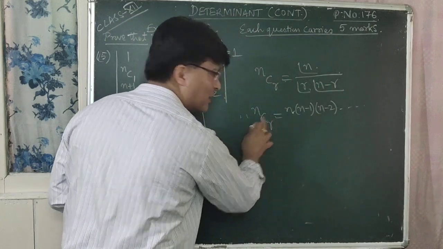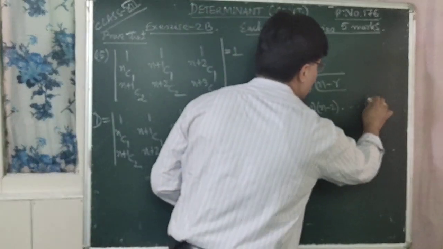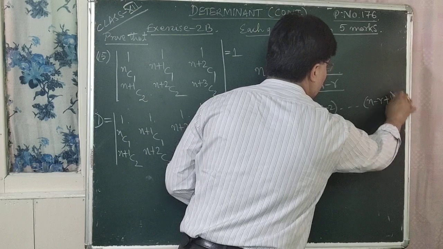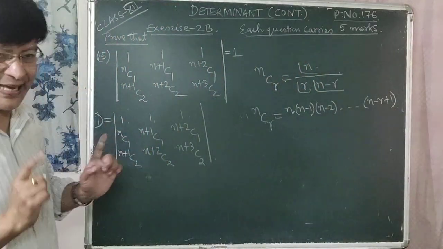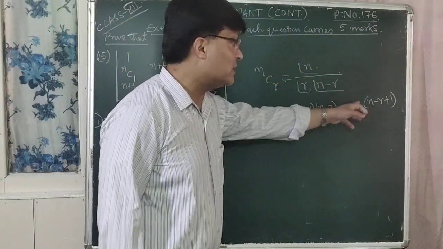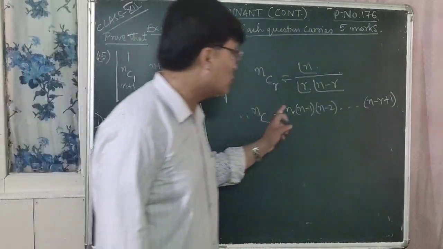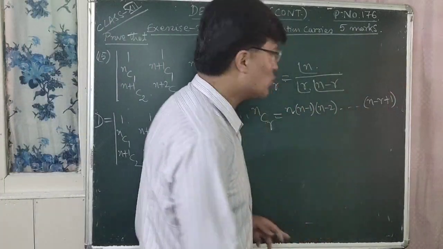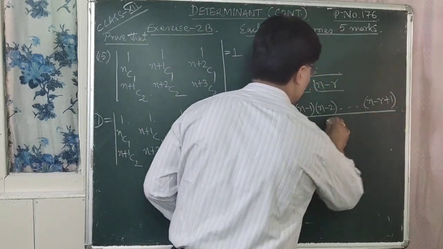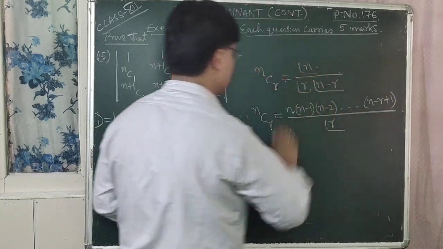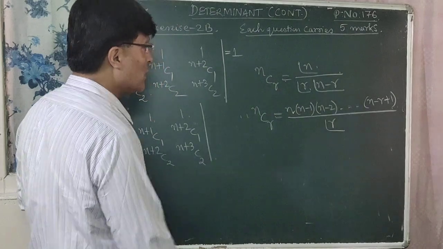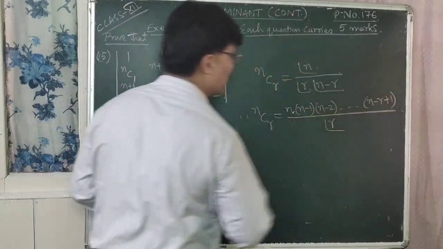How many factors are there? r factors. Dot dot dot. What is the rth factor here? n minus r plus 1 should be there. So the rth factor is n minus r plus 1, but it's not only n minus r. It should be n minus r plus 1 whole divided by factorial r. Okay. So how is the rth factor n minus r plus 1?